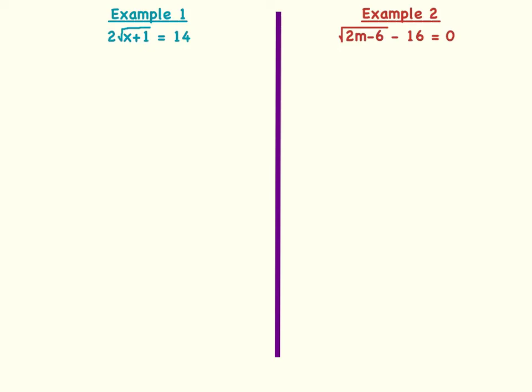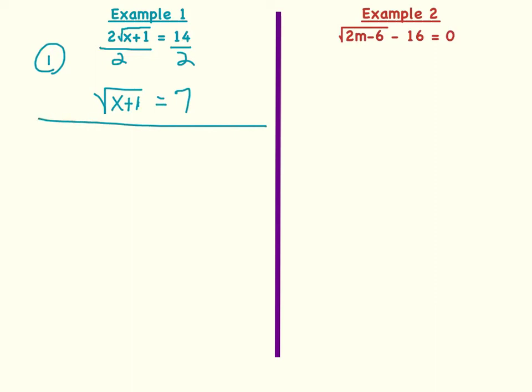Let's get started with example number 1. I have 2 times the square root of x plus 1 equals 14. Now step number 1 says that I am to isolate the radical. And I'm going to do that by dividing each side of this equation by 2. So I'm going to put step number 1 right there. And when I do that, I have the square root of x plus 1 on the left side of the equation, and on the right side of the equation I have 14 divided by 2, which is 7. So we've just done step number 1.